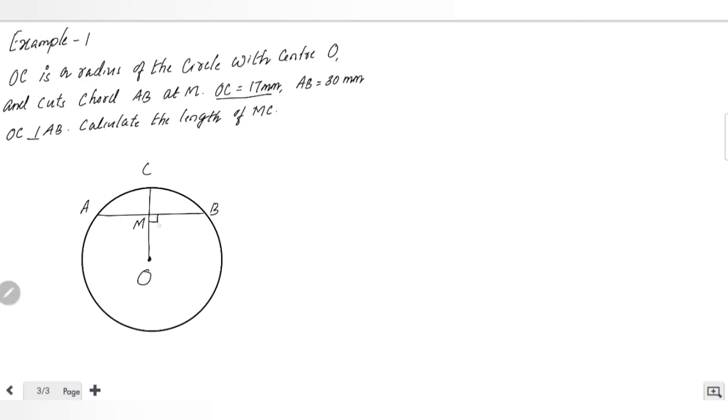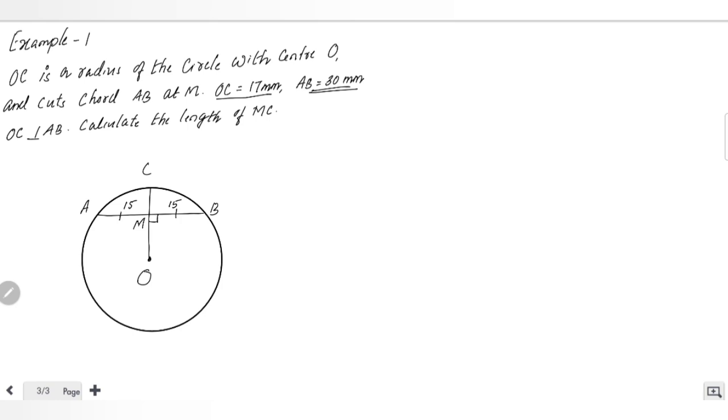Did you see the first theorem? O is center and the line from O is perpendicular to the chord, which means it bisects the chord, which means AM and MB are the same. So AM is what? Because from A to B is 30, from here to here is 30, which means AM is going to be 15. And this also 15. Is it clear?